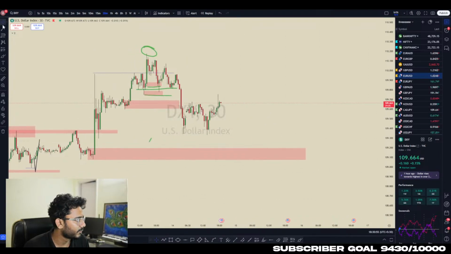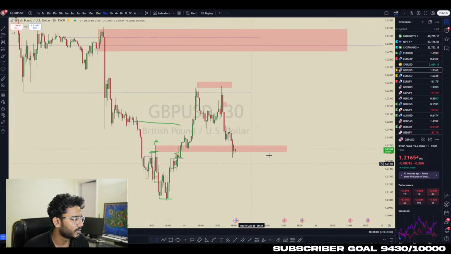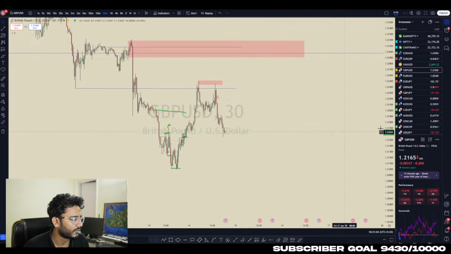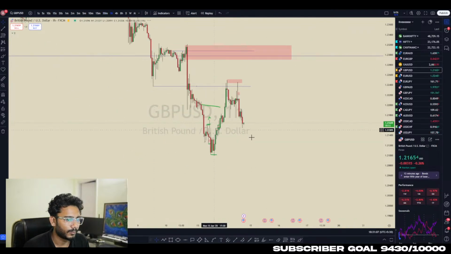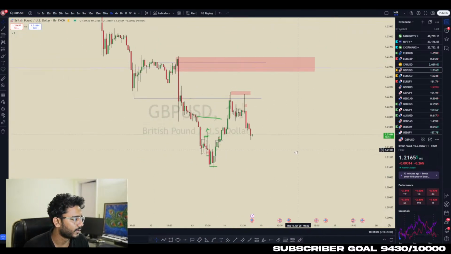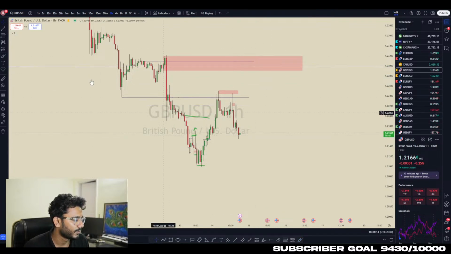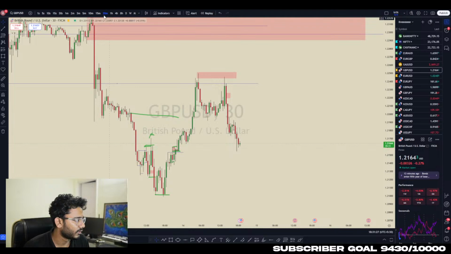On DXY, we can see price has created relatively equal lows. On GBP USD, we have this order block, and I want to sell from here. So I'm waiting for price to tap this order block, and then it will continue to the downside. Right now, we have this imbalance and this order block where we can sell. But because this order block is already mitigated, I don't think it will be right to sell here.